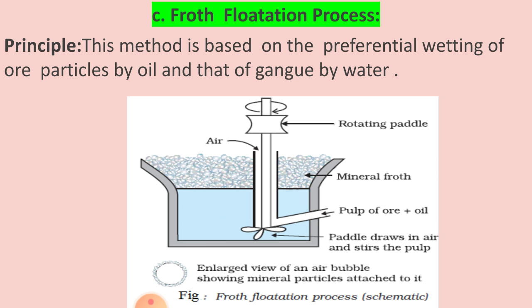Now water wets the gangue particles, which sink to the bottom. By this method, it is possible to concentrate the dense ores galena, that is PbS, and zinc blende, that is ZnS. So this is about the diagram. To see the diagram properly, one circle is also denoted here. It is the enlarged view of an air bubble showing the mineral particles attached to the air bubble. The outer portion shows the mineral particles held by the air bubbles. So this is all about the froth flotation method.